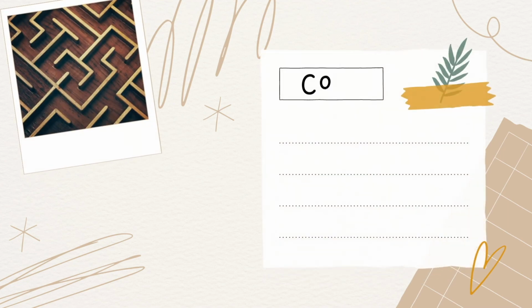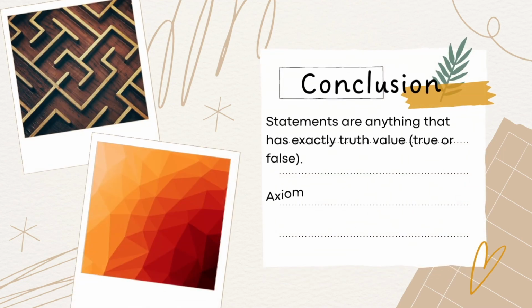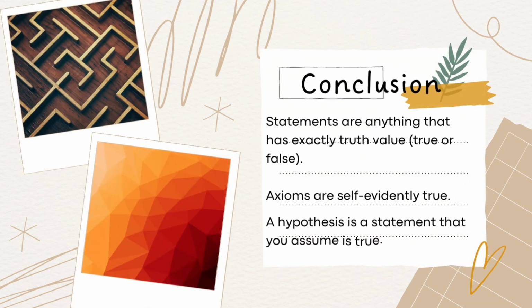So we are done with our 3 types of statements for this video. And to summarize, this video covered 3 things: a statement, which is something that is either true or false; an axiom, which is a type of statement that is obviously true and most people would say is common sense; and a hypothesis, which is a statement that you're asked to assume is true for some line of logical argument, even if you know it's false.